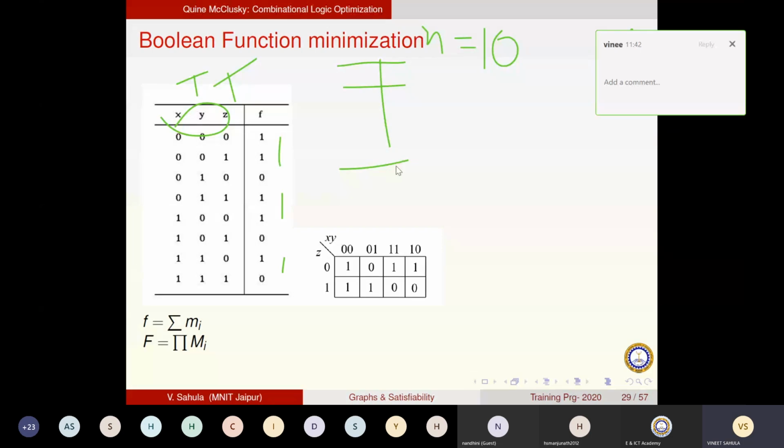How many rows will be there in a truth table for n equal to 10? Okay, so about 1000 rows. So you have to write about 1024 items here. Not much difficult. You can have pages after pages.